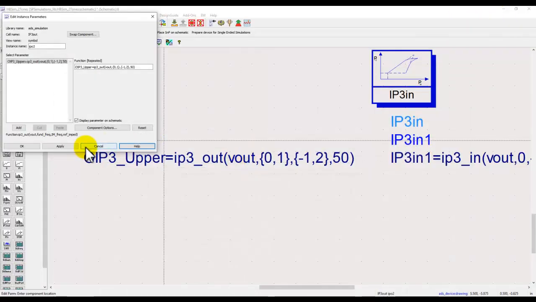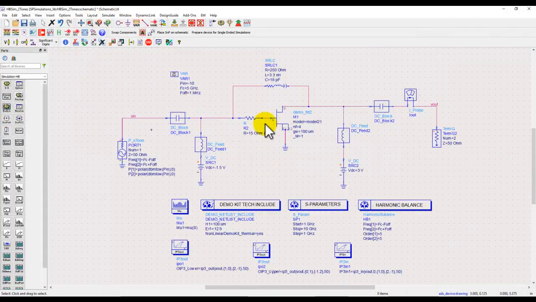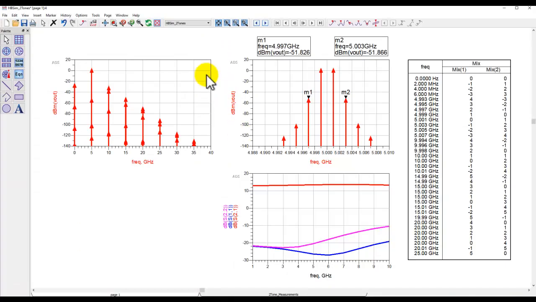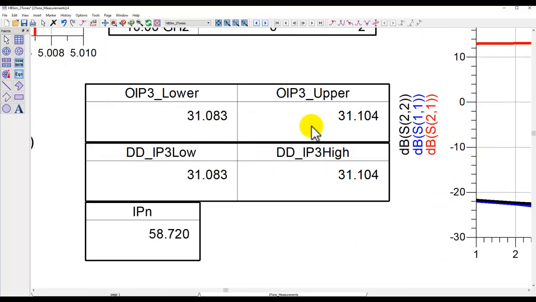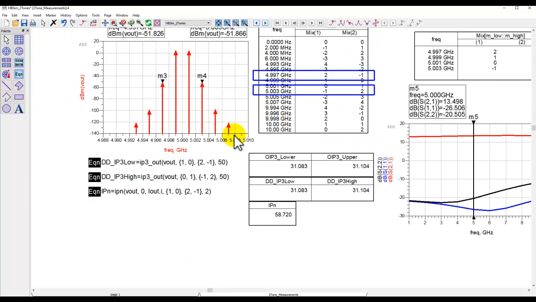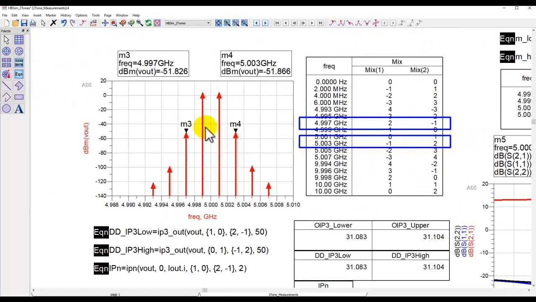All right. Now remember, all these measurements are only valid if your amplifier is operated when the input power is in the linear range, right? So by activating this, let's run the simulation and open the next page. And here you can notice I have these things plotted in a table. OIP3 lower is 31 dBm. OIP3 upper is around 31.1 dBm. So almost the same IP3, because if you compare the magnitude or the amplitude of these two tones, they're almost the same.